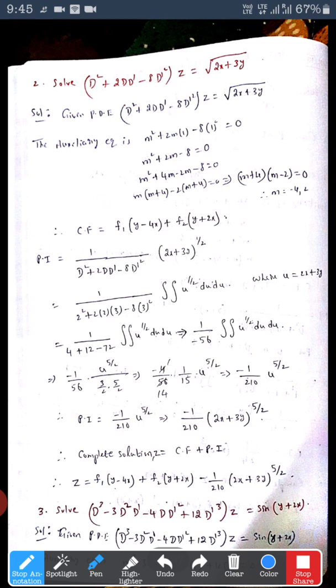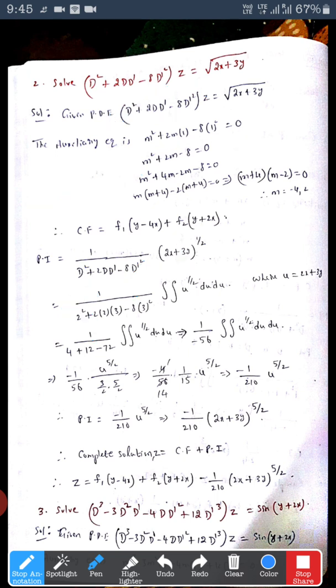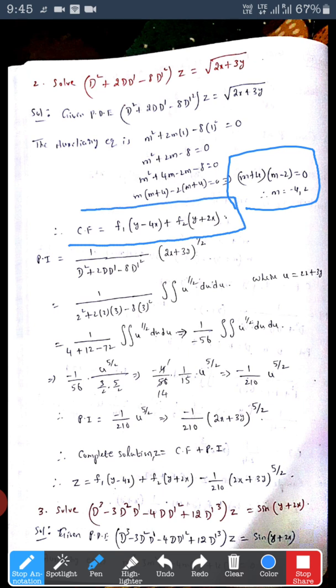Next, we take another example. D square plus 2d d dash minus 8d dash square into z is equal to 2x root of 2x plus 3y. Here also we find the auxiliary equation by replacing d is equal to m and d dash is equal to 1 in this equation. Equating to 0, we get the auxiliary equation like this: m square plus 2m minus 8 is equal to 0. Therefore, the roots are minus 4 comma 2. The complementary function is f1 of y minus 4x plus f2 of y plus 2x.